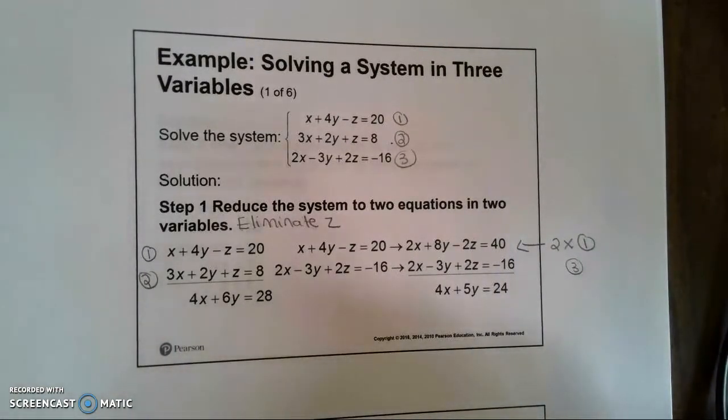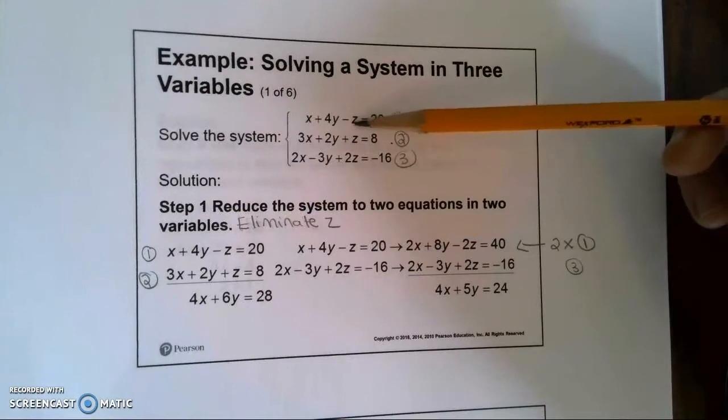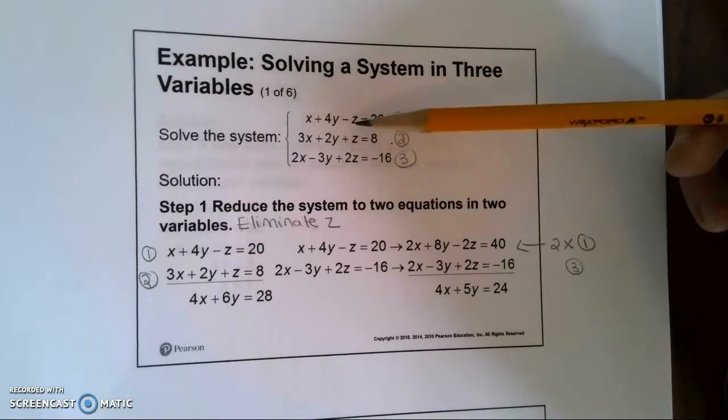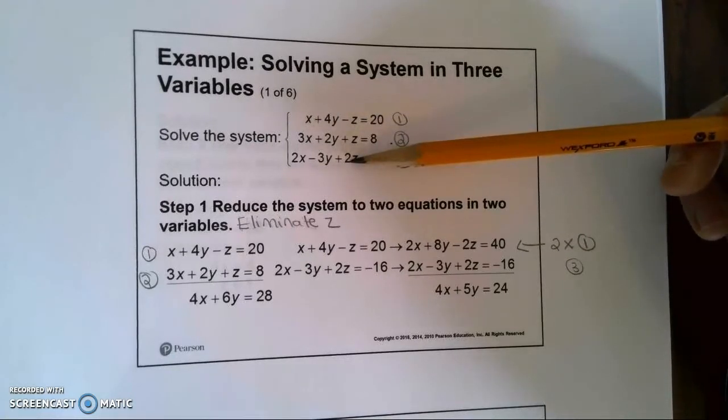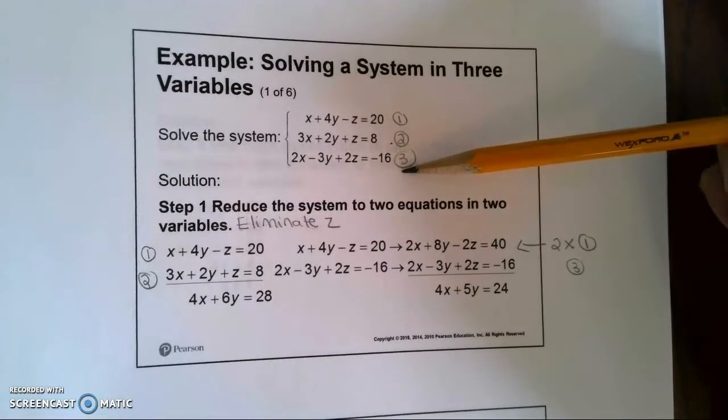So the first thing you want to do is decide what you want to eliminate, x, y, or z. You can actually eliminate any of them, but what they did down here is they eliminated z because it looks like that's pretty easy to eliminate, because these are already opposites. And then I can multiply this by 2 to get the opposite of that one. I labeled this equation 1, this equation 2, and this equation 3.